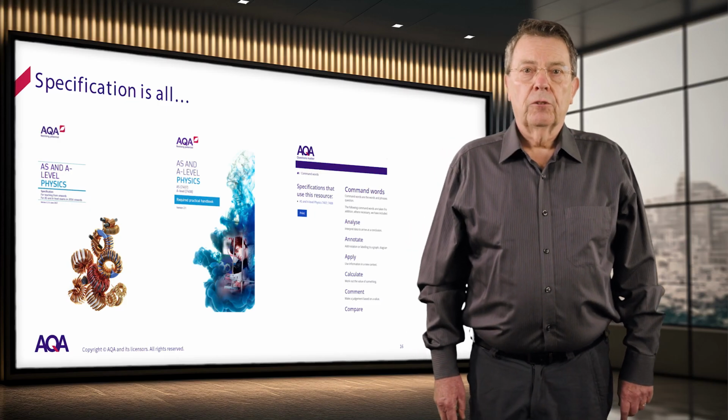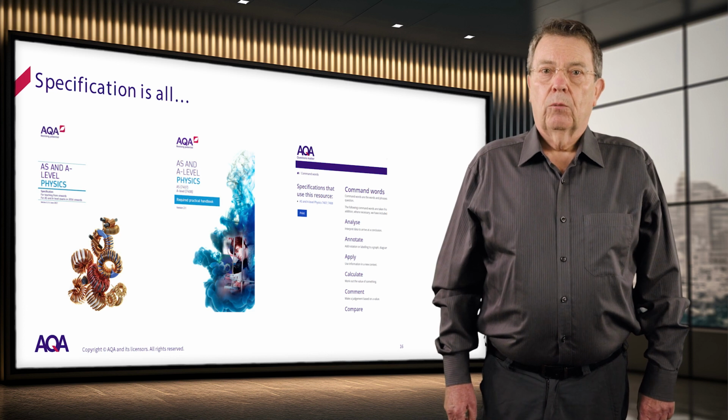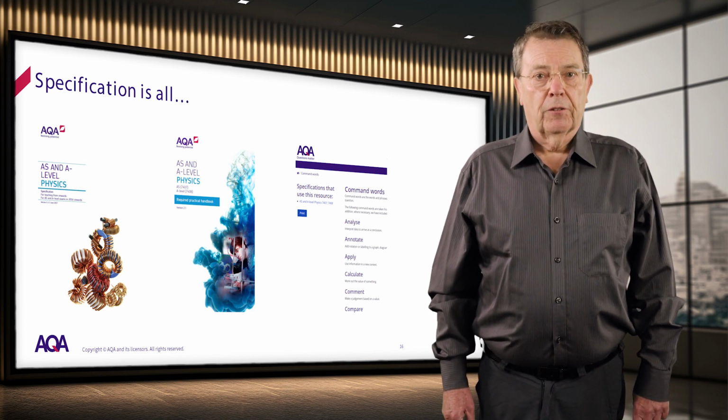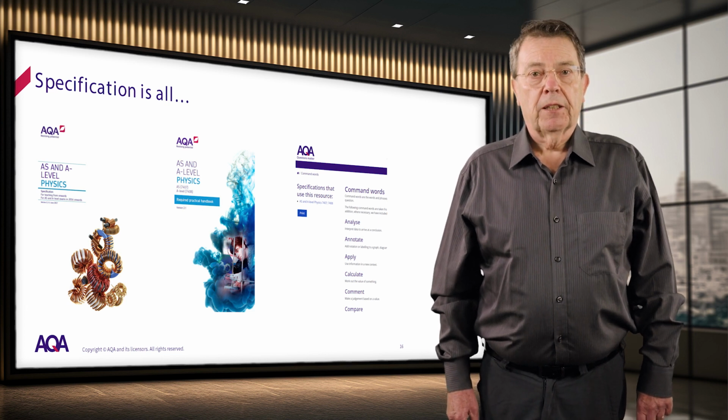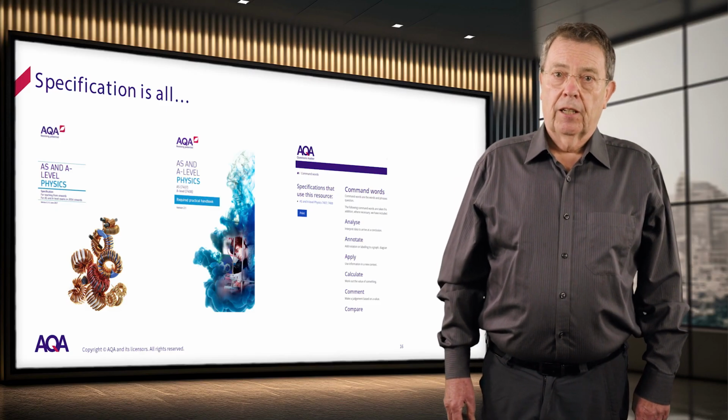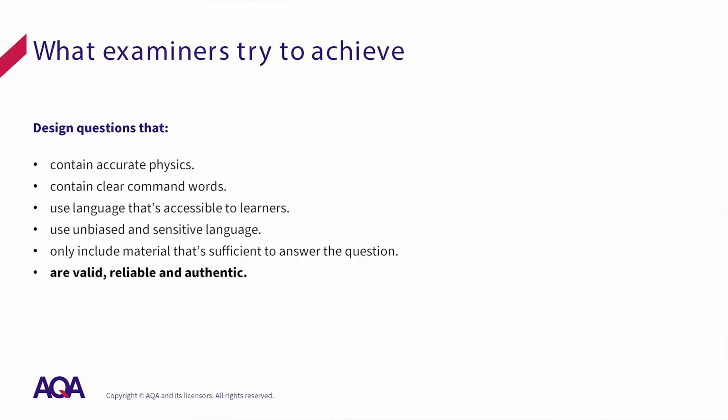These documents include the specimen papers, which are constructed at the beginning of the life of a specification, and the list of command terms that writers are expected to use. There is also a practical handbook that gives information about our expectations for practical work in the assessments. All these documents can be downloaded from the AQA website. So, an overarching set of objectives for examination writers is that questions should be valid, reliable, and authentic.